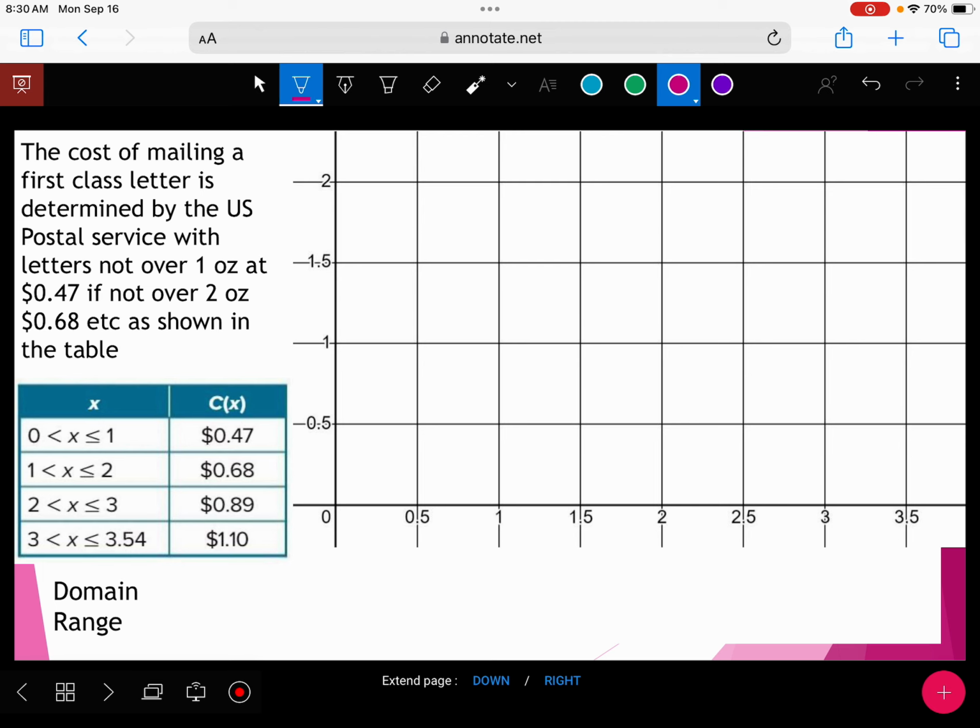And what we're going to do is we're going to graph this up. So this is the table and the graph. Those things go together. The regular graph we will do on the next one.